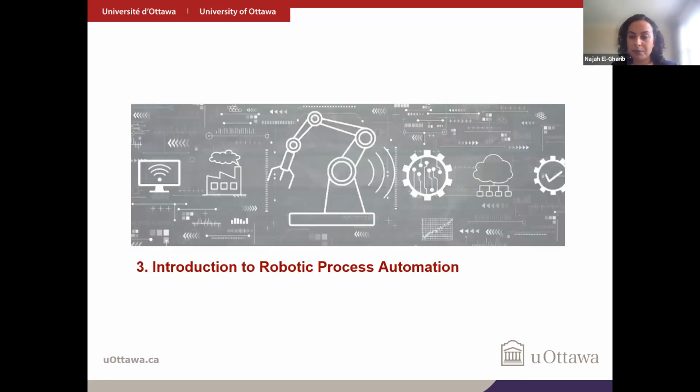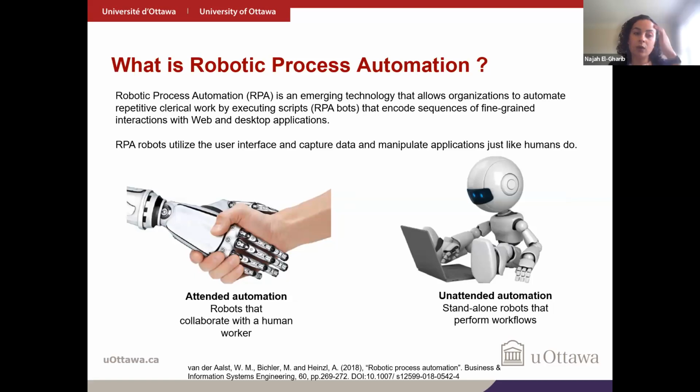So what is robotic process automation? I'll probably refer to it as RPA. RPA is an emerging technology that allows organizations to automate repetitive tasks that are done by workers, to reduce time for executing a process, reduce errors, and so on. Those bots, what we call bots or RPA robots, utilize the user interaction and capture the data, manipulate applications just like a human does. So as simple as sending an email, reading an attachment, copying and pasting data from one application to another, or one form to another.